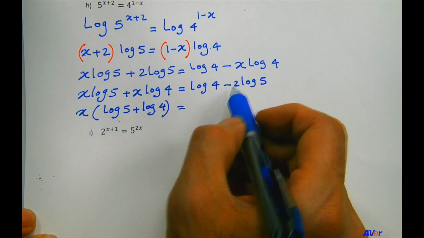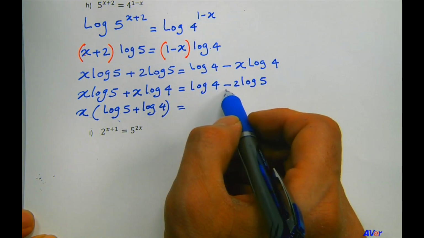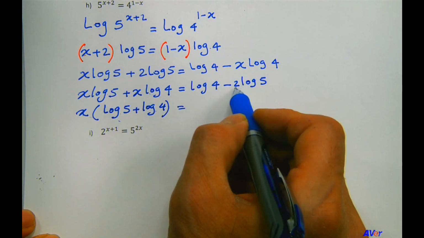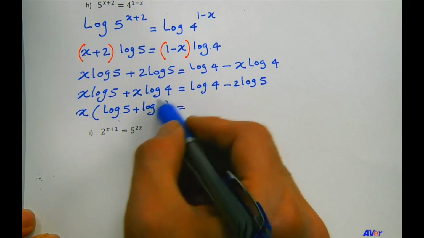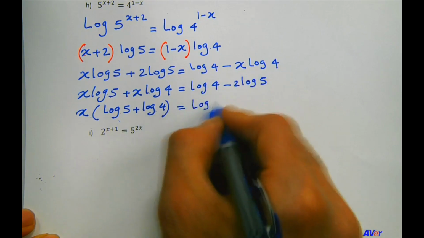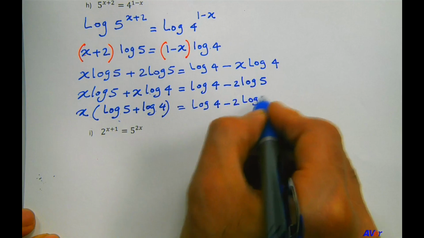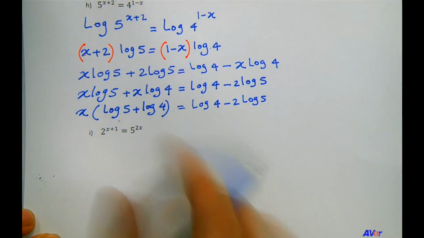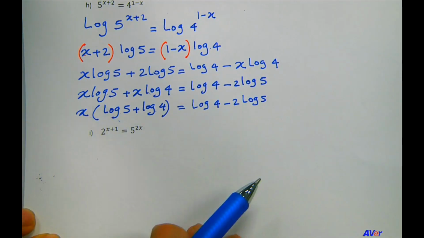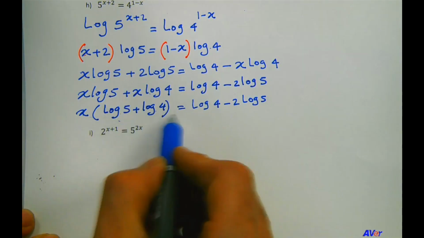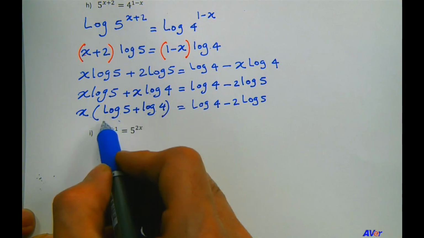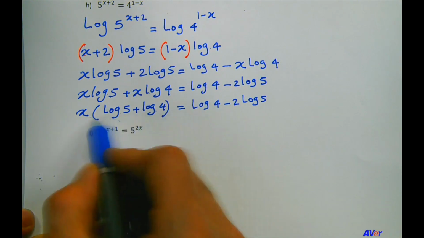So we can use properties of logarithms to make this a little more compact. But that would, I think, make this more complicated. So keep this as it is for now. So log of 4 minus 2 log of 5. Okay? So we're solving for x, which means we need to isolate it. Is x isolated? No. It's got this whole thing multiplied by it. So what do we need to do to get rid of this whole thing? We divide both sides by this whole thing.